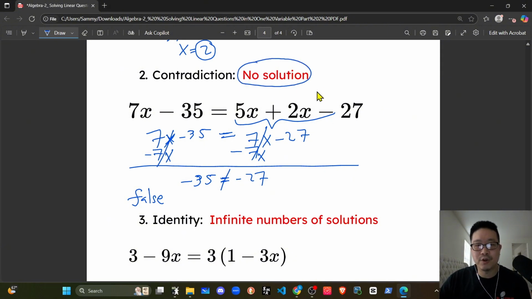And you can write your answer as simply no solution, or you can write it as an empty set, or a null set, like that. Okay, all these would be valid forms of an answer.